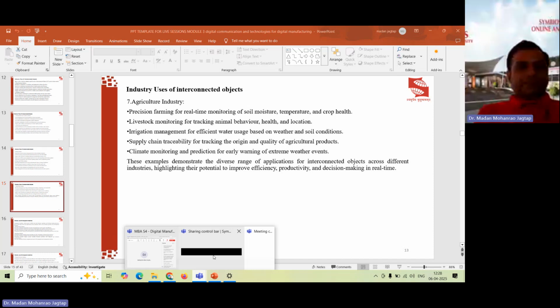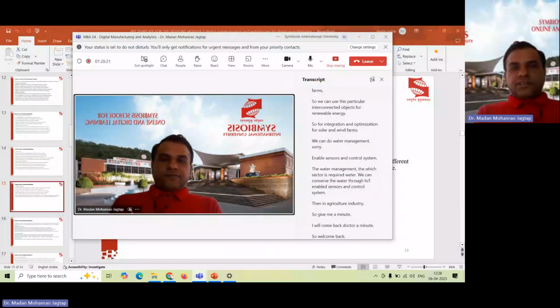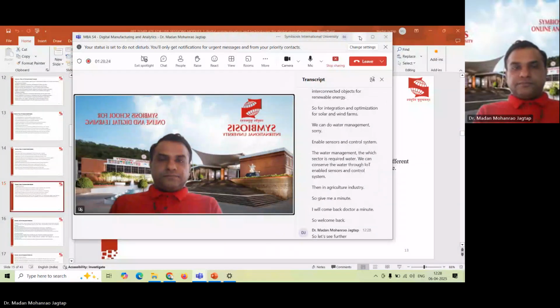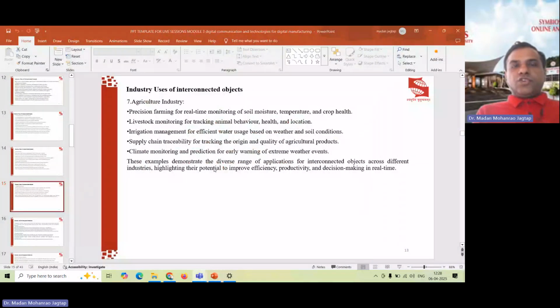So welcome back. So let's see further the use of interconnected objects in the agriculture industry. Precision farming for real-time monitoring of soil moisture, temperature, and crop health. So we can do precision farming. We can do real-time monitoring of soil moisture, temperature, and crop health.